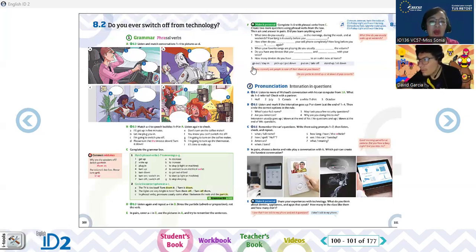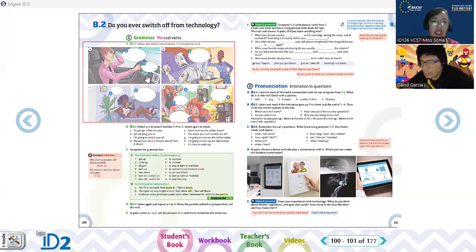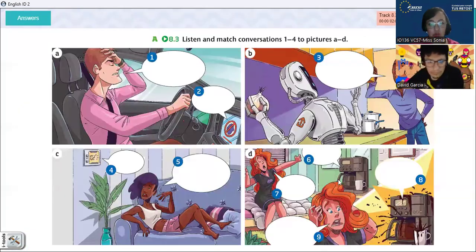Today we're going to start with our lesson two, and today's objective is to build up some vocabulary about phrasal verbs, right? We're going to try to identify and use as many as possible of these phrasal verbs. So please go to page 100, and we're going to talk about phrasal verbs using technology, as you can see in the pictures. Can you hear me correctly? Yes.